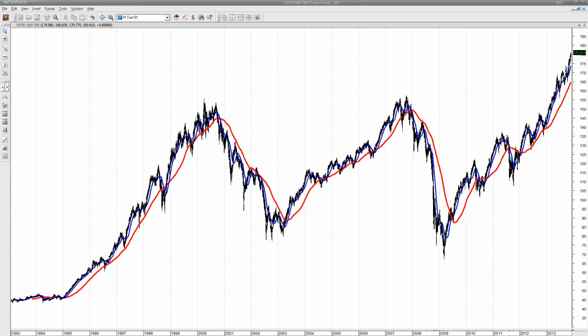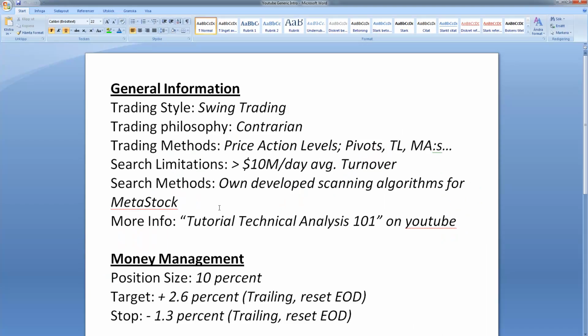Today I'm preparing the US markets before the opening on the 25th of November 2013. As always, I'm going to show you how I operate. I'm a swing trader. I mostly use contrarian strategies. I get my levels from price action. It means pivots, troughs, peaks, trend lines, moving average, or Fibonacci retracement.